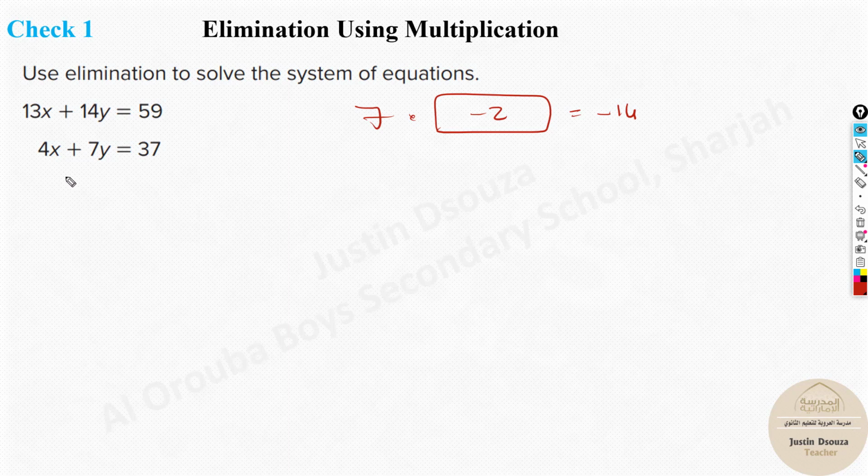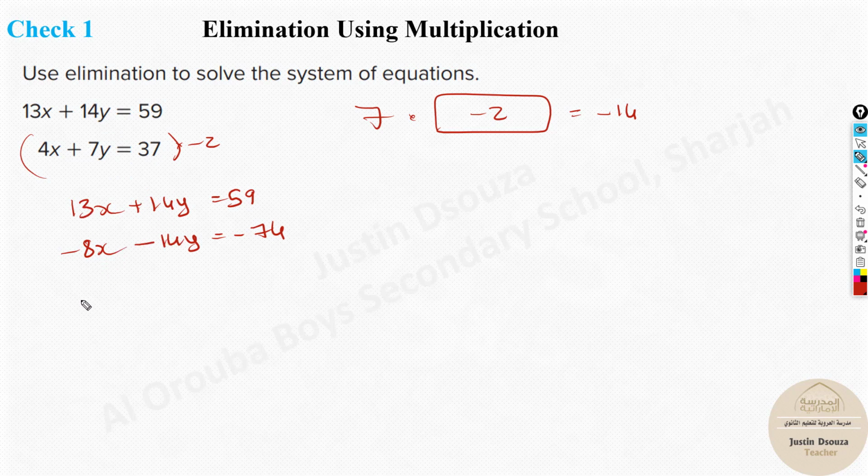So here, when you solve it, the above equation remains as it is: 13x plus 14y equals 59. And what about the below equation? It will be the entire thing multiplied by negative 2. So here it will be minus 8x, and minus 14y equals minus 74. Okay, so these are the changes that happen in the second equation, because now we can see 14y and minus 14y can be easily cancelled off.